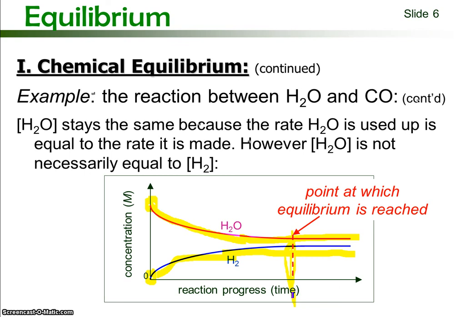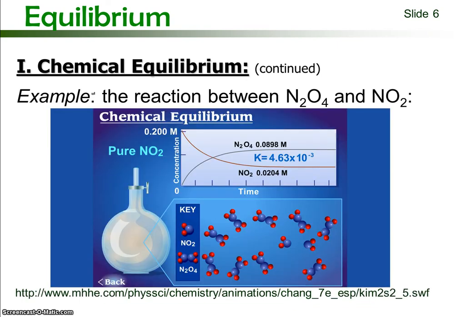It's not that the amount of H2O is equal to H2. Those are not equal. The concentrations are constant, symbolizing that the rate of the forward reaction at which H2O is used up is equal to the rate of the reverse reaction at which H2O is being made. So again, H2O is basically being recycled here. And if the recycling rate is equal to the rate at which it's used up, we reach the state of equilibrium. Let's look at an animation from this website down below from Glencoe Science.